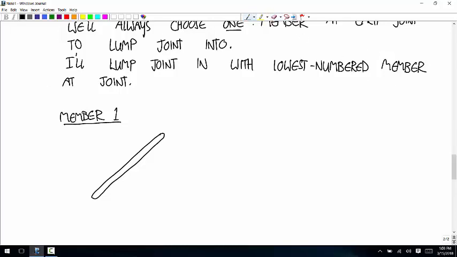What loads are applied? Yep, there's a 500 Newton force here because I decided to treat that joint as if it's part of member 1. I'm just lumping those two together. What else? Yep, there's a pin joint connecting it to the ground. Since that's joint A, I'll call that the reaction at A. There's the weight, and that's acting at the center. So 10 kilograms times 9.81, 98.1 Newtons.